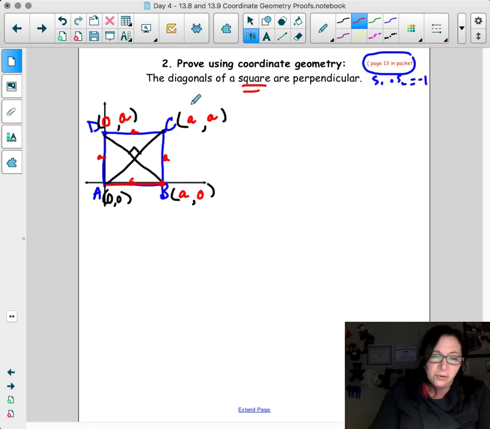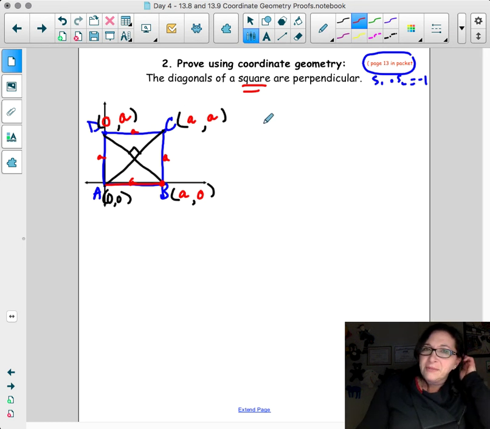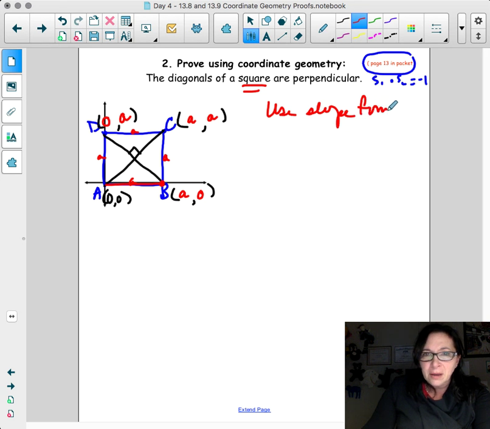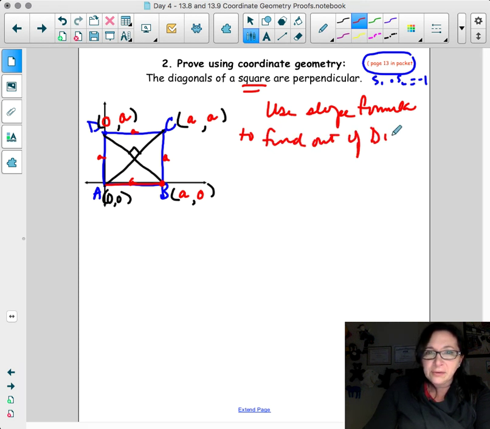And what we want to do, our plan of action, is to use the slope formula, okay, to determine if the diagonals are perpendicular. So to find out if the diagonals are perpendicular, that's what we're going to try to do. So let's find the slopes. So the slope of, let's see here, AC. Let's find AC. The slope of AC.